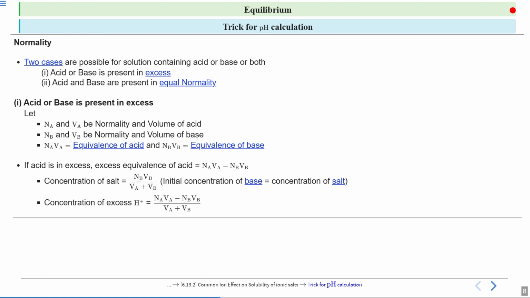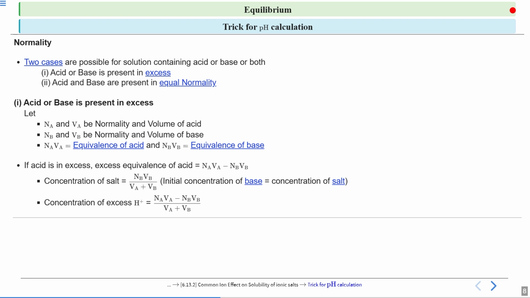What about the excess H plus? We know that the excess contribution from acid is NaVa minus NbVb. If we divide this by the volume, again we will get the concentration. I hope you are getting my point. So what are we calculating? We are calculating the excess H plus and the concentration of salt.